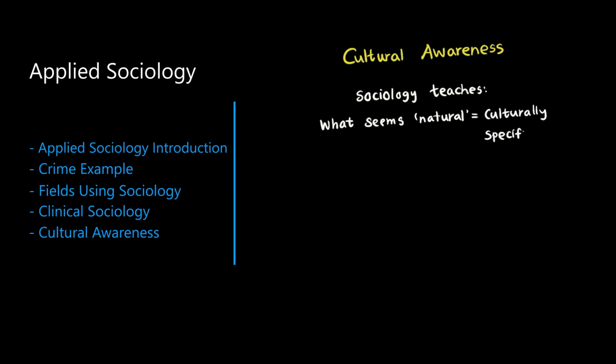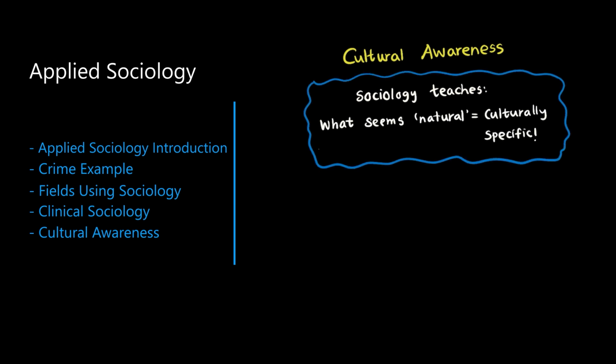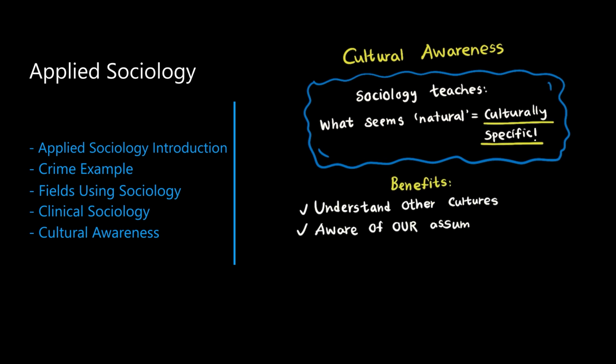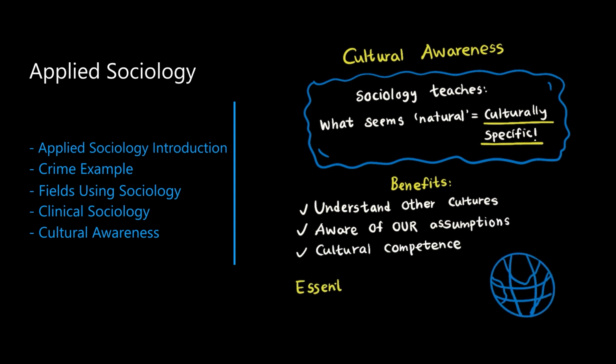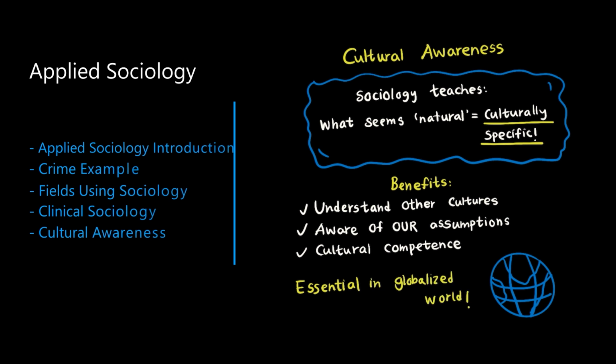Sociology also leads to cultural awareness and understanding. By studying the rules and norms of different societies, we learn that what seems natural or right in our own society is actually culturally specific. This helps us understand people from other cultures better and makes us more aware of our own cultural assumptions. In an increasingly globalized world, this kind of cultural competence is more important than ever.